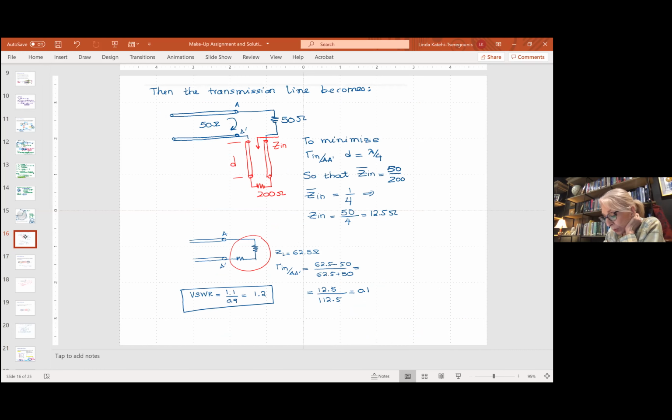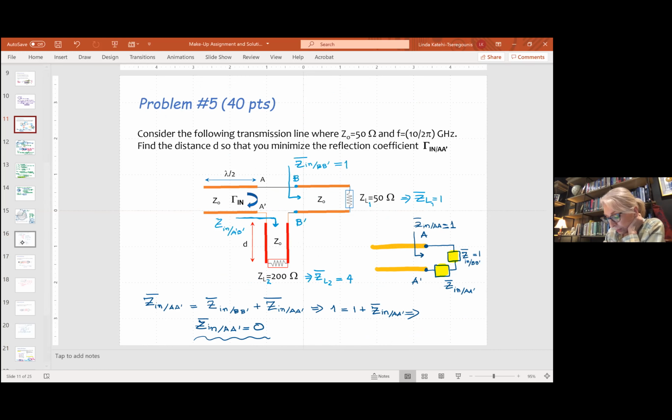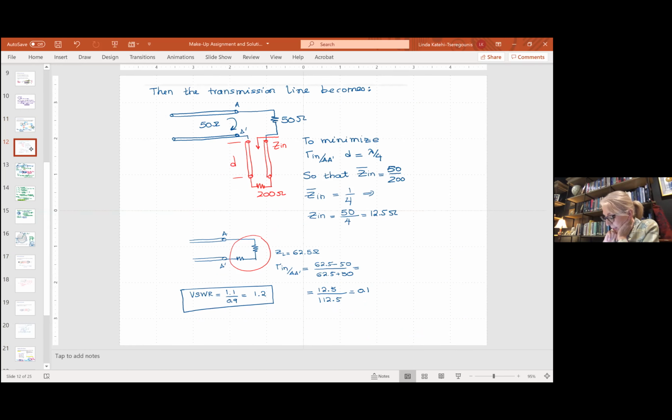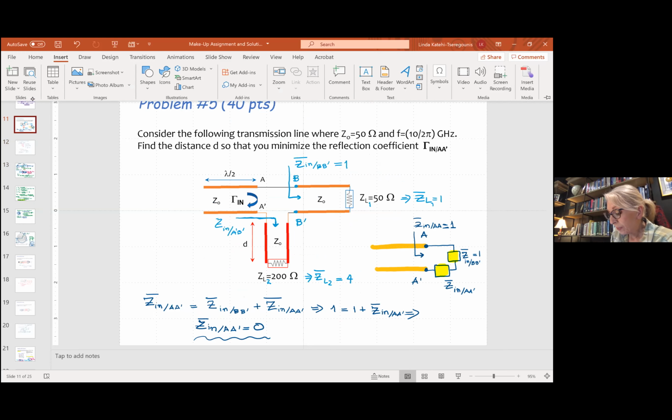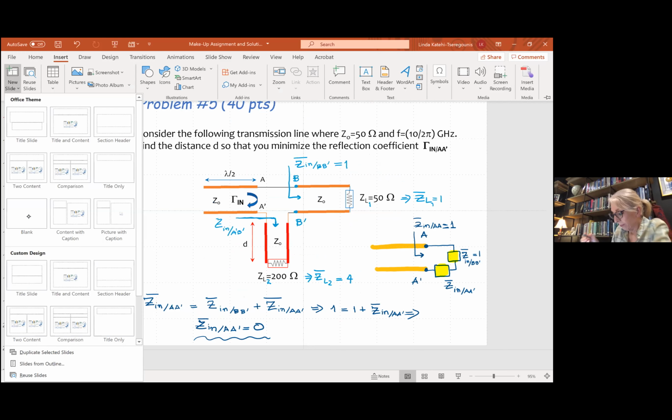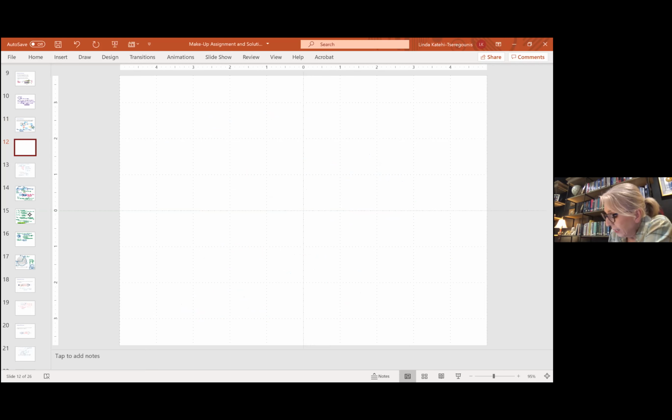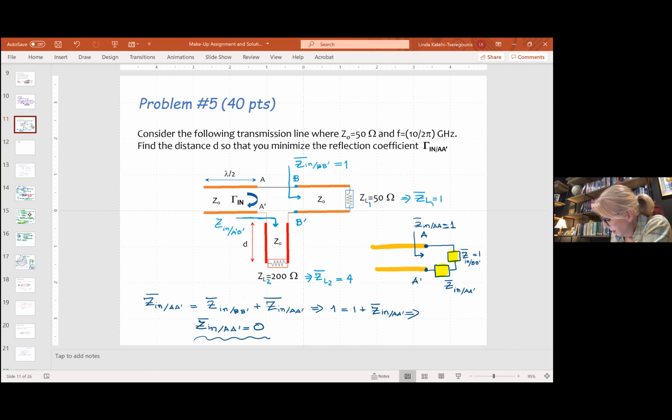But let me go back to our problem. So I had solved it. Can put this one up here. Okay, so now we have this. Then what we do here is write the expression for the Z input at A prime, B prime, and try to make it equal to 0. So we'll insert this one, and so we have Z input at A prime, B prime.